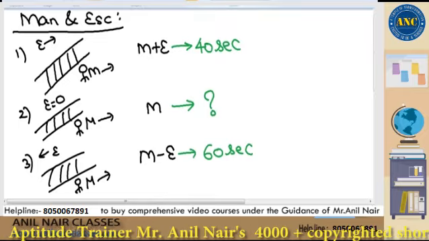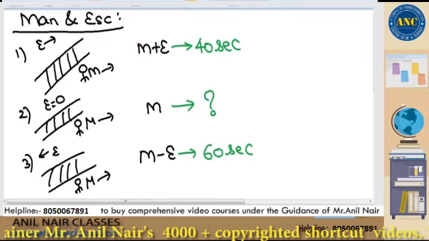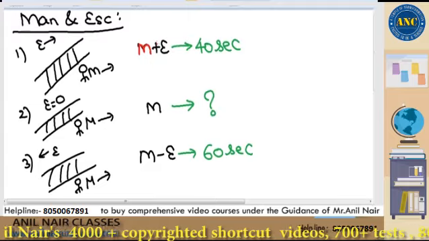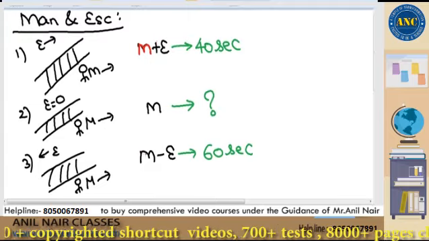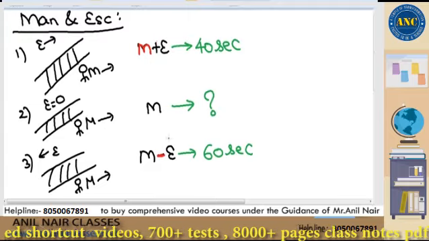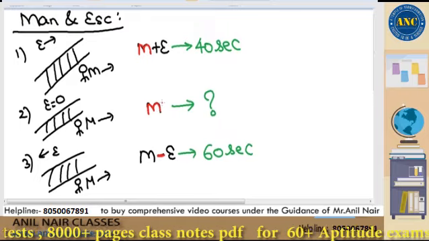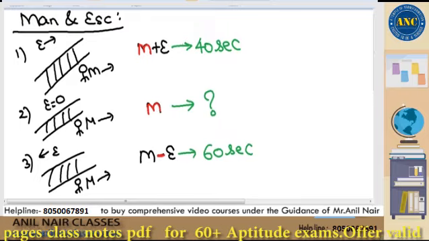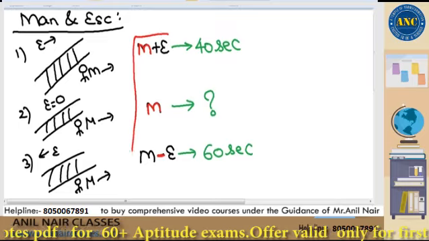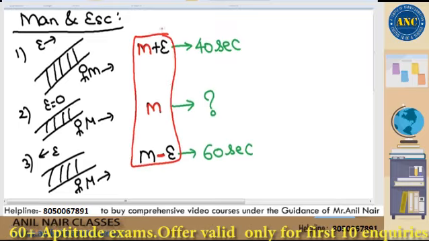See here, sir. 40 seconds to reach the top of the escalator if escalator and man are moving up. 60 seconds to reach the top of the escalator if both are in opposite direction. How much time for the man to reach the top if the escalator is switched off? That is the question. Same logic like the previous question. M plus E, M minus E.